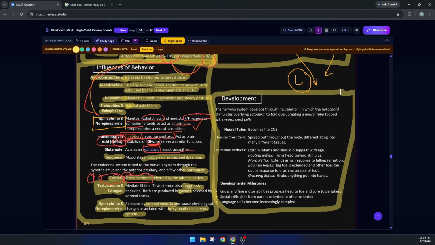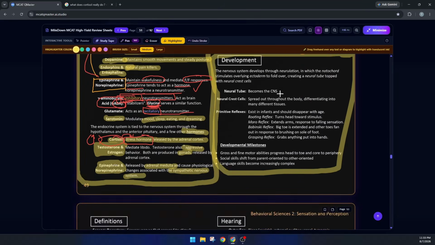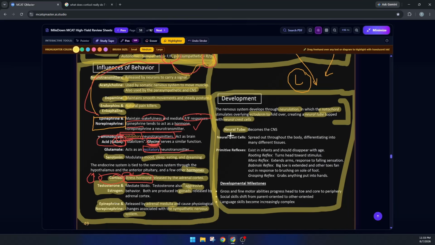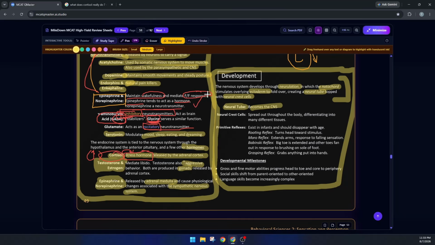Now we're getting into how did you develop your brain? How did that happen? So this is the development module part. The nervous system develops through neurulation, in which the notochord stimulates overlying ectoderm to fold over, creating a neural tube topped with neural crest cells. I recommend following an animation that goes over this, okay? Type that into YouTube whenever you're viewing this. And then the neural tube becomes your CNS.